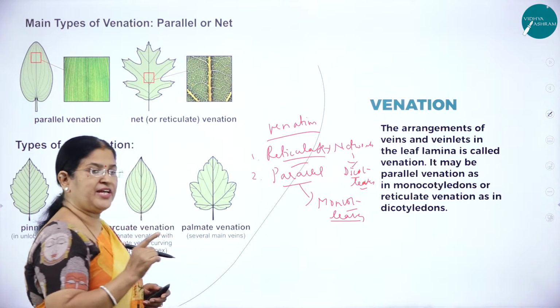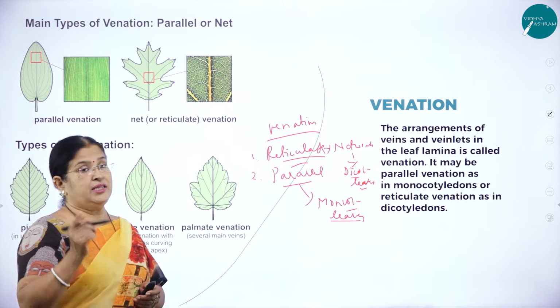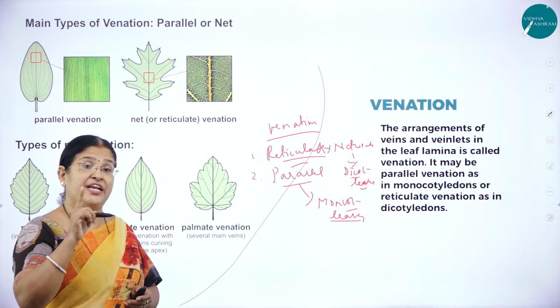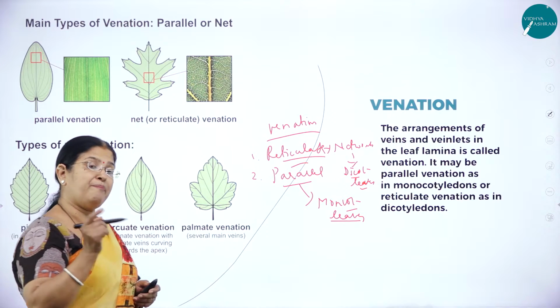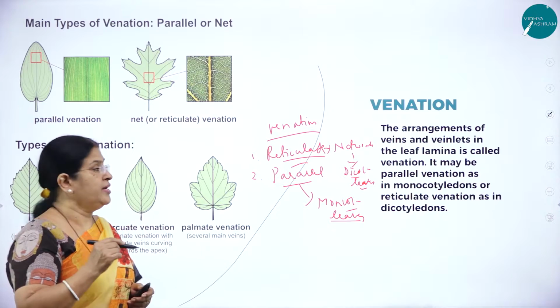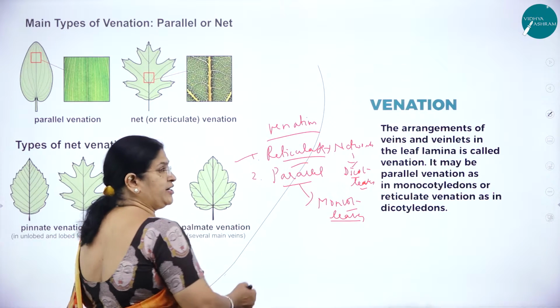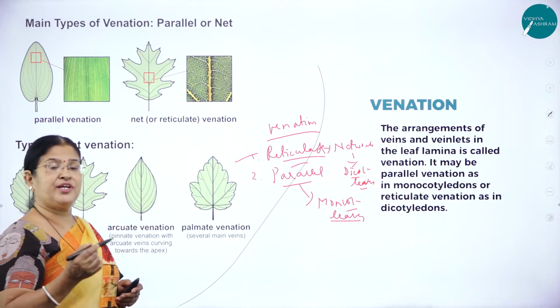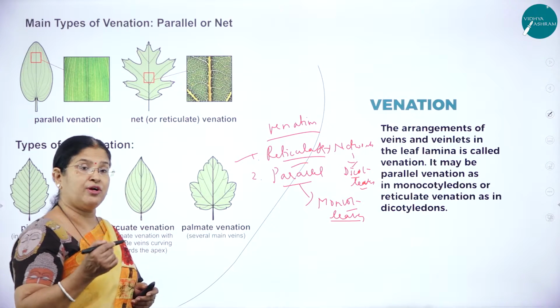So what do you mean by reticulate venation? The veins are arranged in the form of network. Whereas in case of parallel venation, the veins run parallel to each other. They don't meet, right? So this is the form of network. And the classical example which you can give for reticulate venation is all dicot plants.